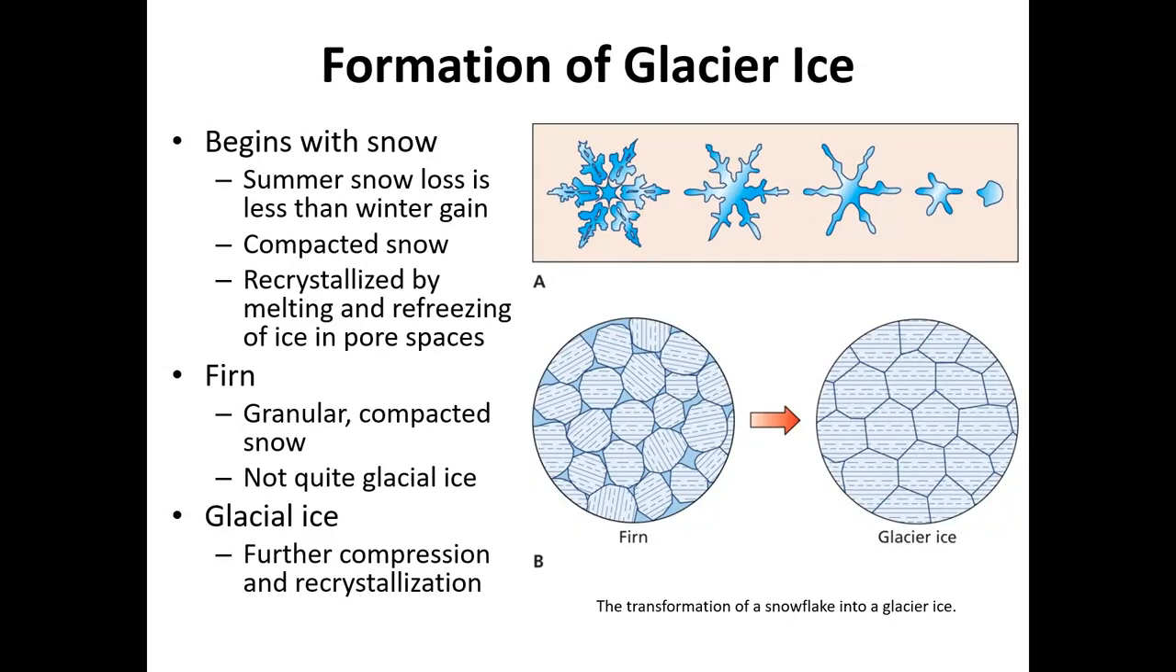Then, when they're partially compacted and the edges of the snowflakes have been worn down, it's called firn. And then as it continues to get condensed and compressed, it becomes glacial ice. So firn is kind of the midway point between a pile of snow and glacial ice, where it's partly formed into glacial ice, but hasn't quite done that yet.